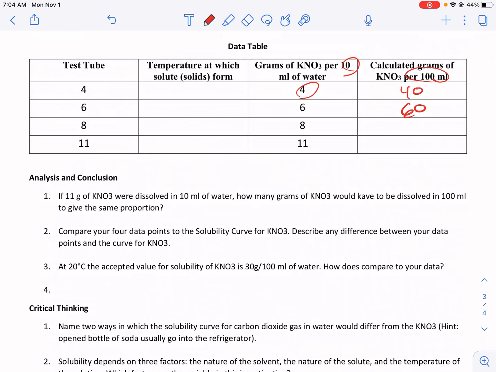Questions here. So if you did 11 grams, how much would you do at 100 milliliters of water? And again, you'd get that answer from right here. Just follow the pattern established above.